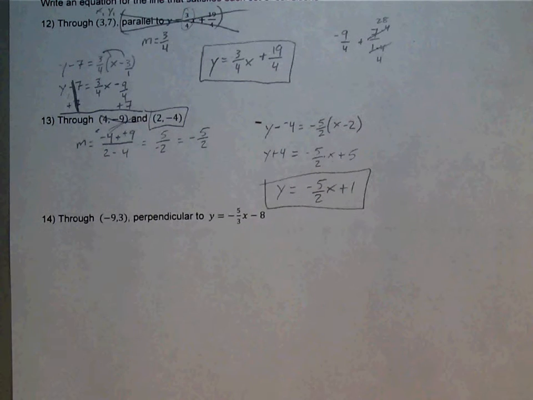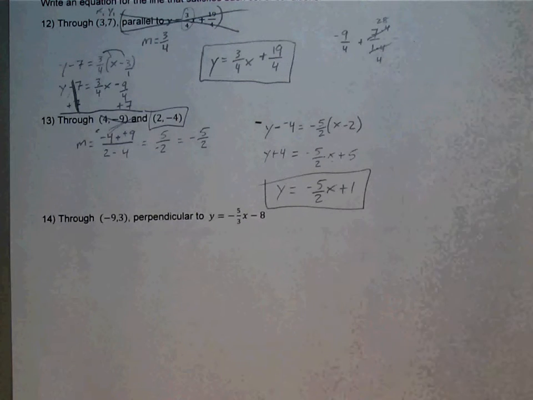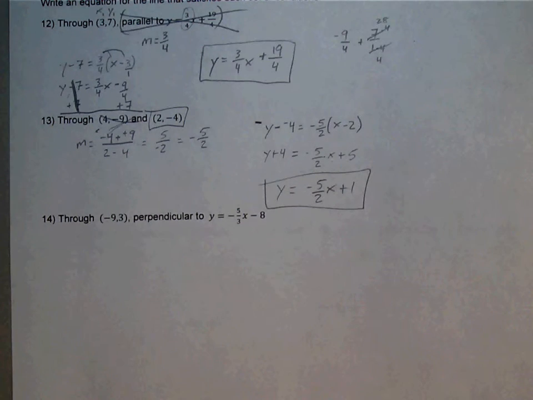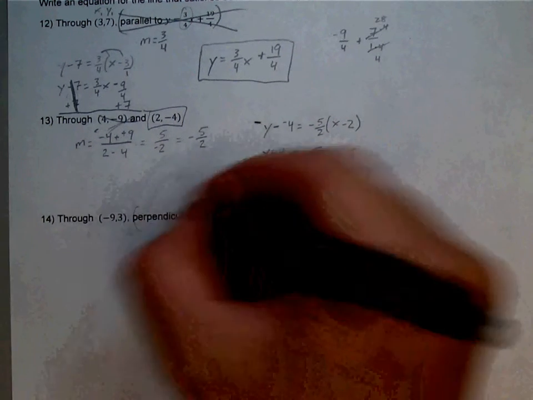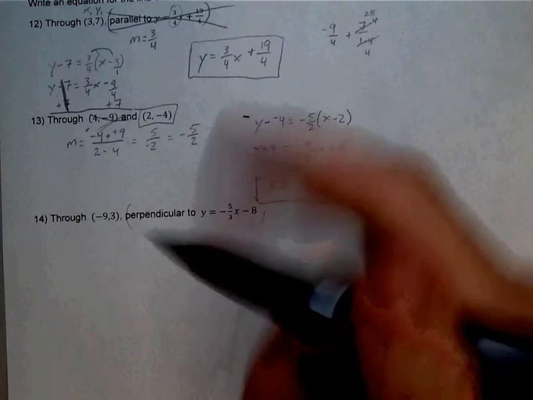All right, last problem. We've got a perpendicular line. We have to remember what we know about perpendicular lines. Their slopes are opposite reciprocals. So we need to do the opposite reciprocal of negative 5/3. So we get positive 3/5. So I'm going to use a slope of 3/5. That's what we get out of this.